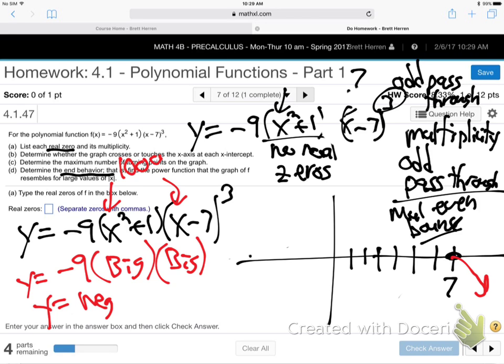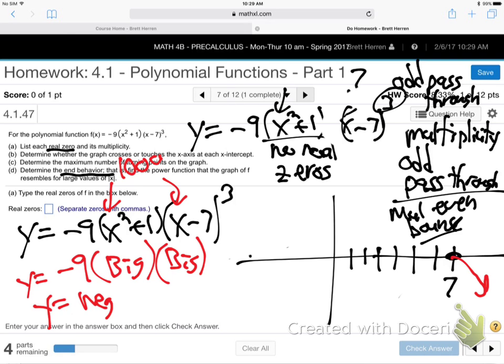That graph. Hey, how do we know that if I plugged in some really big number and it was really, really down? But how do we know it doesn't, am I saying it always goes? Could it come back up for a while? Could it cross the x-axis again and then eventually go down?